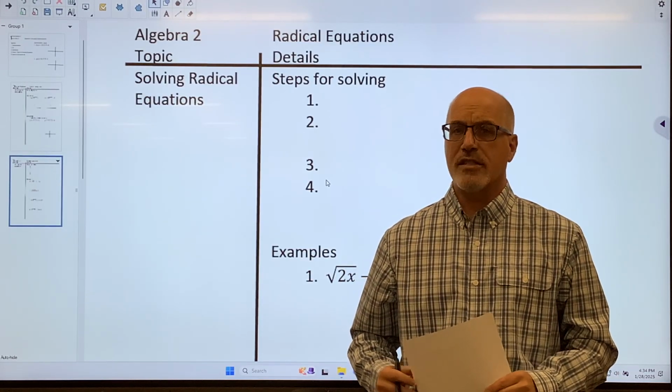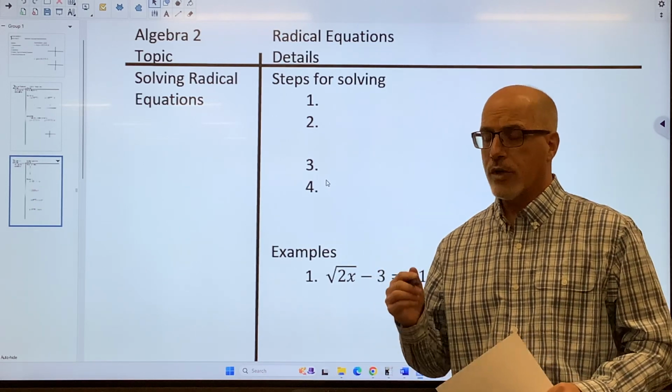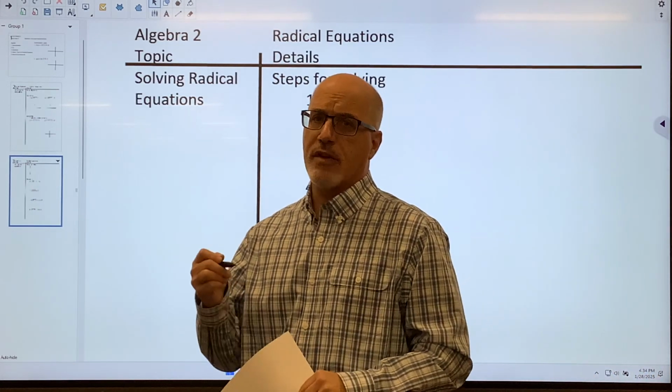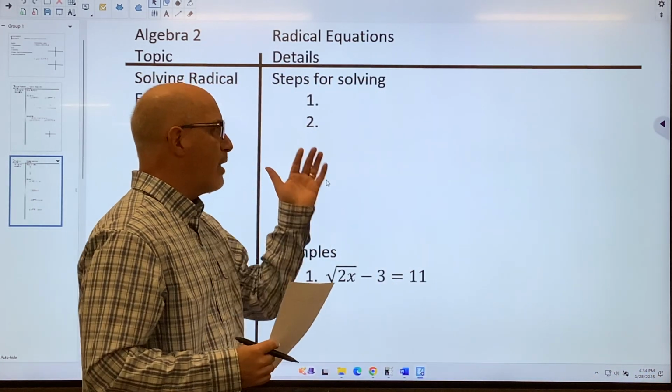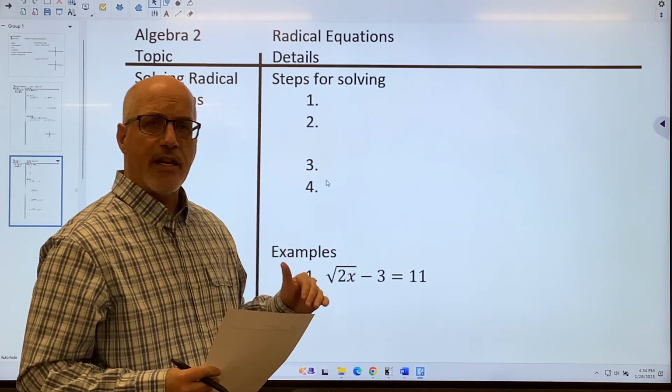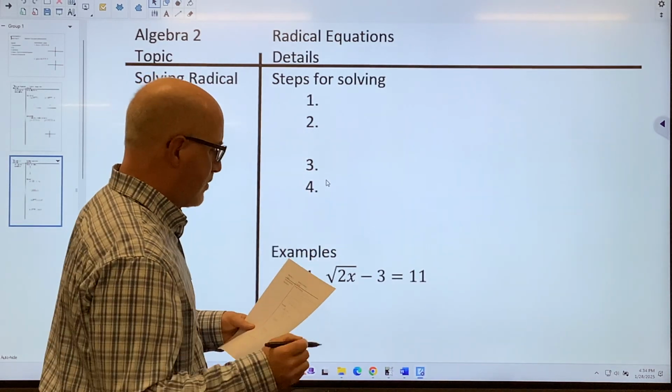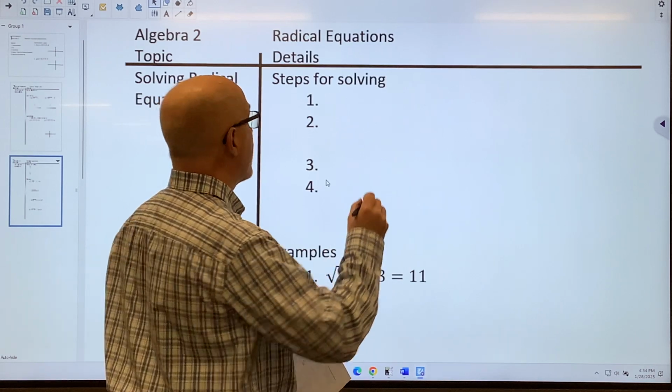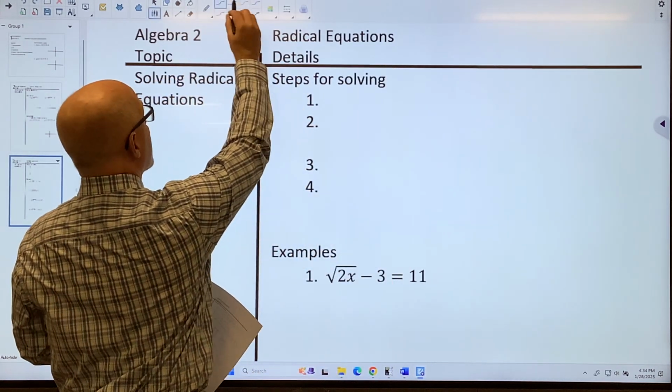The objective of this lesson is to solve radical equations. We're going to do some of the basic types of radical equations and outline what the steps are for that, and then give several examples. So first of all, the steps for solving radical equations.